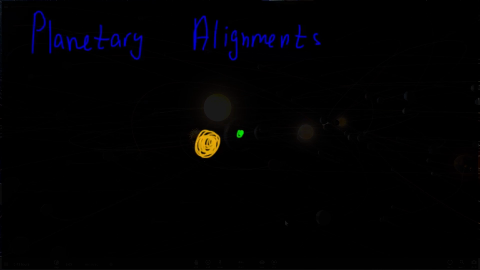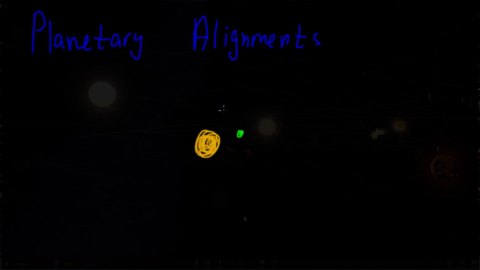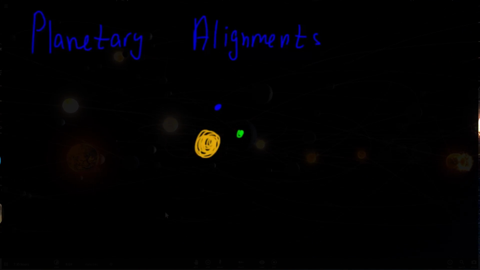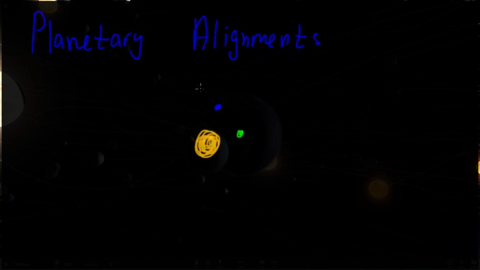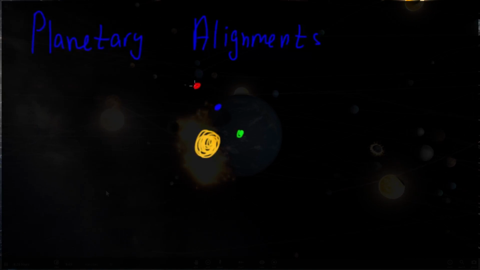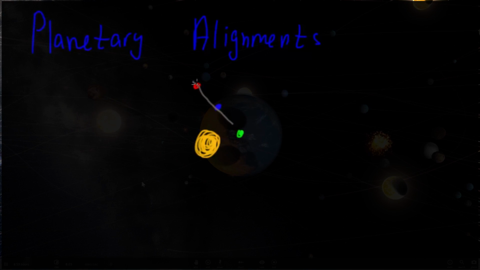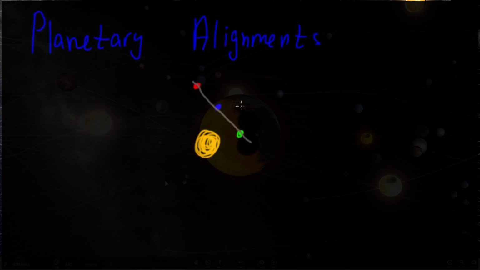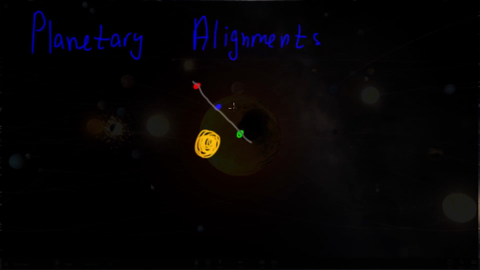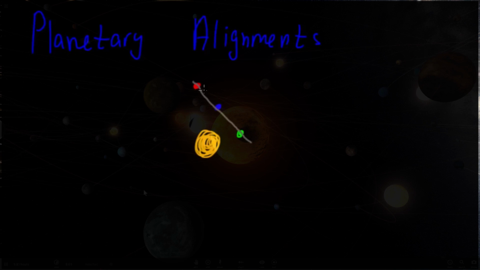Here is another planet. This is our green planet. Let's just say this is Mercury. This right here is Venus, and this right here is Mars. So they don't have to be aligned with the sun, they can also be aligned by themselves just like this. So this is an example of another alignment, and here we have something a little bit different. So there's actually quite a lot of possibilities for these alignments.